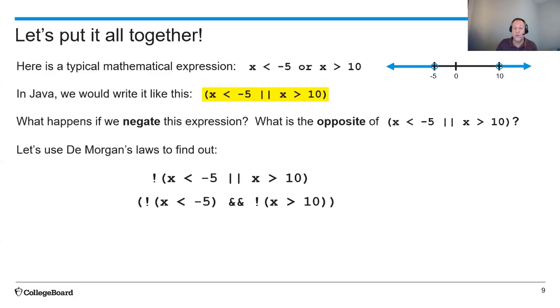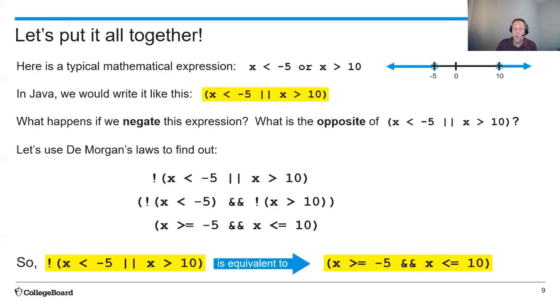Now what happens? Well, when I distribute the nots to each one of these, this becomes x greater than or equal to -5 and x less than or equal to 10. So when I distributed the not, the less than became greater than or equal to, and the greater than became less than or equal to. So these are equivalent expressions. When I negated my original expression and I applied DeMorgan's Law, I could say x is greater than or equal to -5 and x is less than or equal to 10. And if you think about that, that covers all of the area that's currently not shaded inside of my number line. And that's how DeMorgan's Laws work.